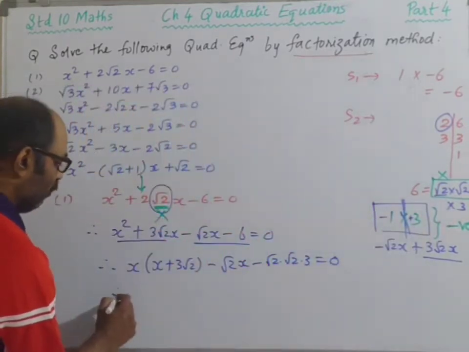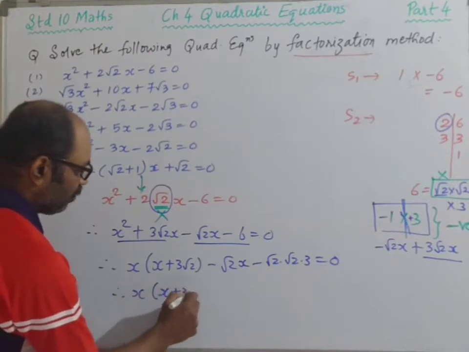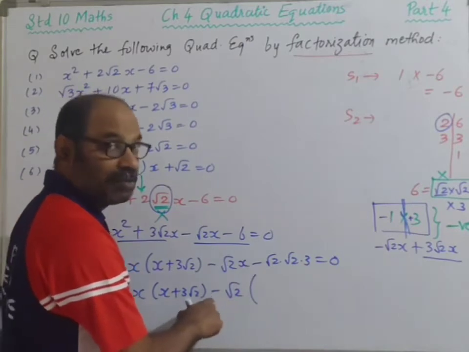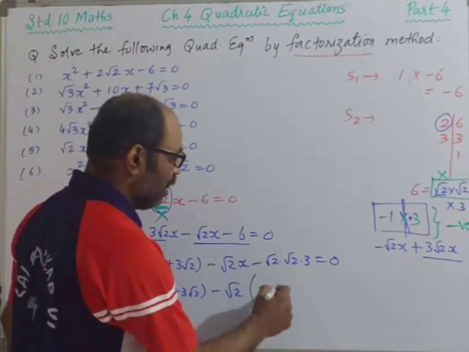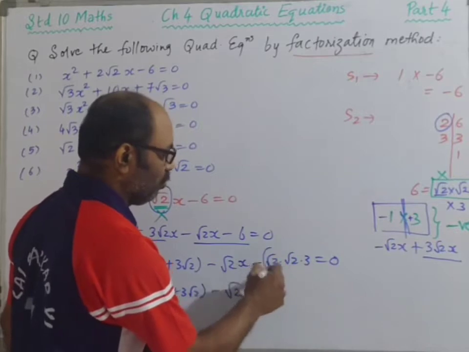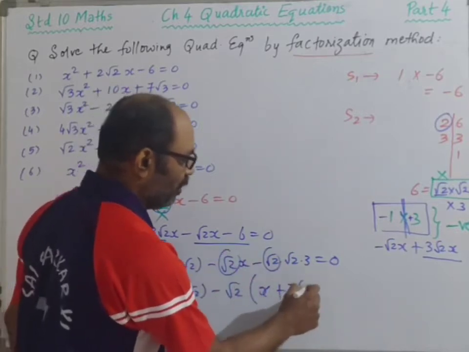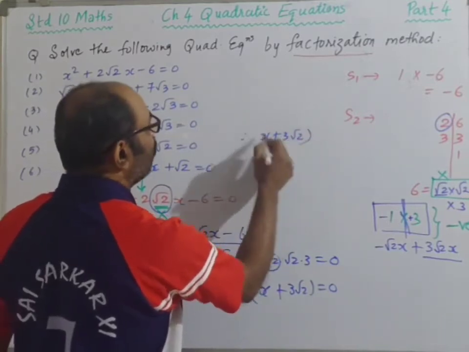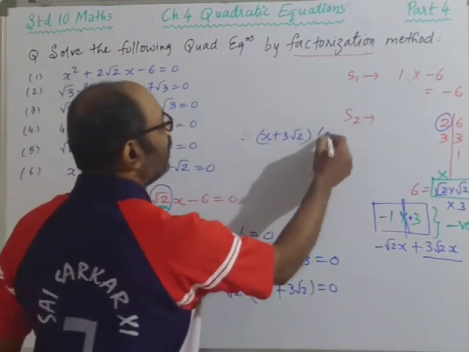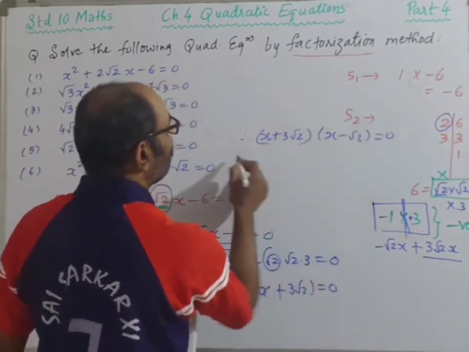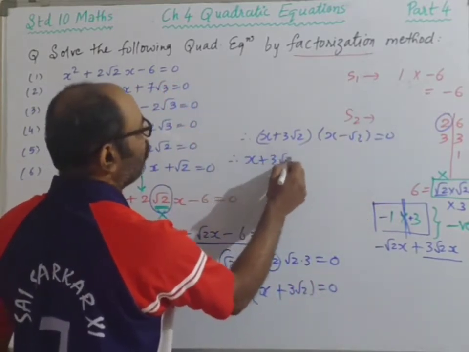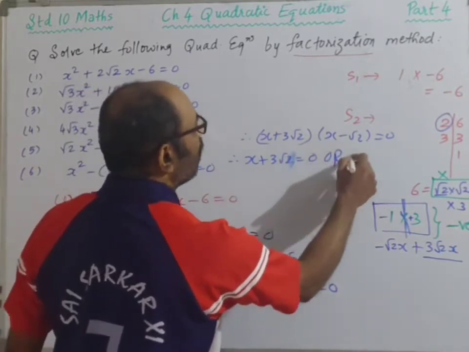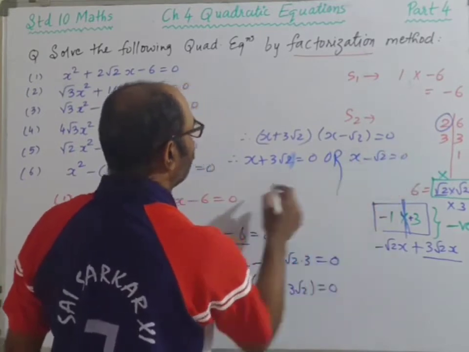Therefore x into x plus 3 root 2, minus root 2. Now it's common. Signs will change because minus is outside. x, this becomes plus, and 3 root 2, one root 2 went into the common, so 3 root 2 is left, that is equal to 0. Therefore x plus 3 root 2 into x minus root 2 is equal to 0. Therefore x plus 3 root 2 equal to 0 or x minus root 2 equal to 0.